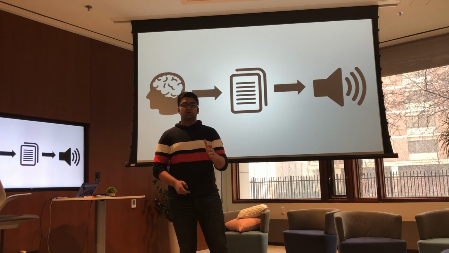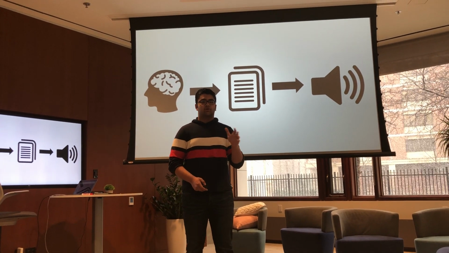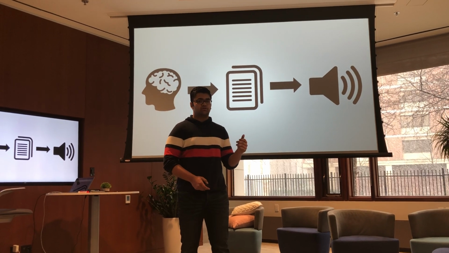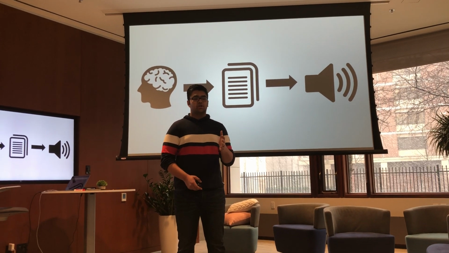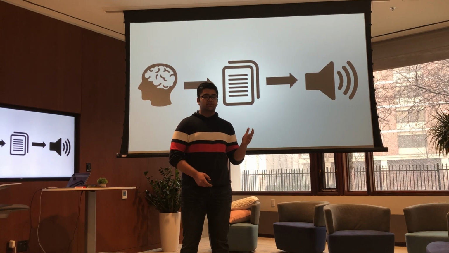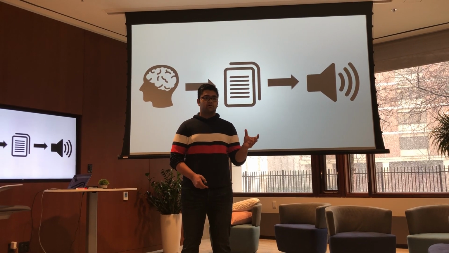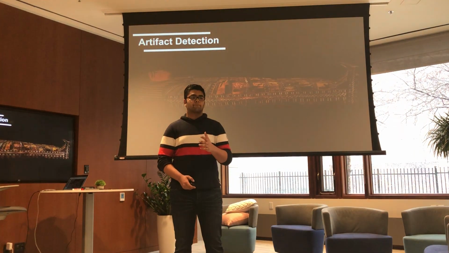For the brain to text part, the user uses the cursor to type on a keyboard using blinks and jaw clenches. And then the second part is text to speech. So the computer uses a speech synthesizer to convert whatever they typed out and say it out loud.